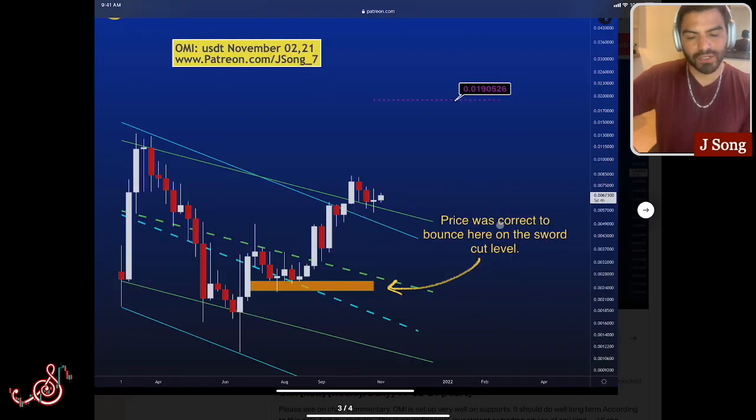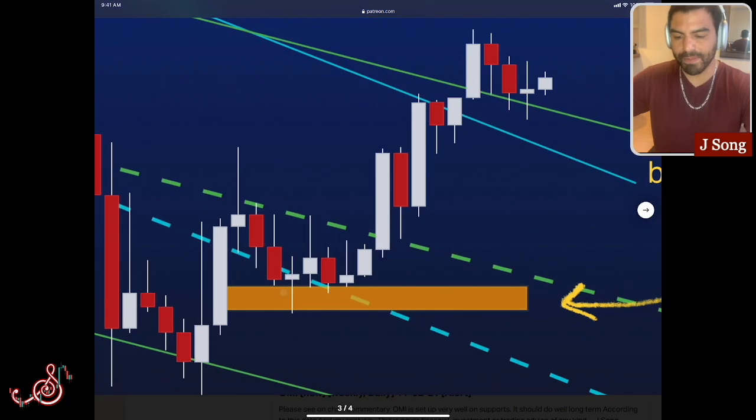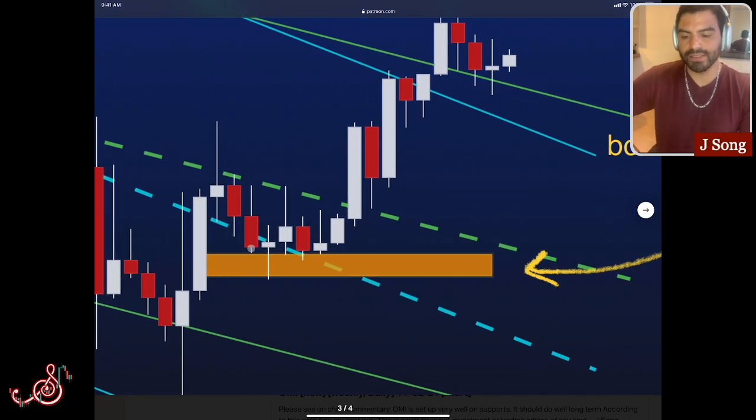And then I also put here, price was correct to bounce on the sword cut level. We can see that price at the sword cut tried to set right on it, kissed it, came through to penetrate, but could not close through or hard close in or out of the sword cut area. Came down, kissed again, sat down after kissing, and we moved up because we were rounding off at the critical level, which is the sword cut area.